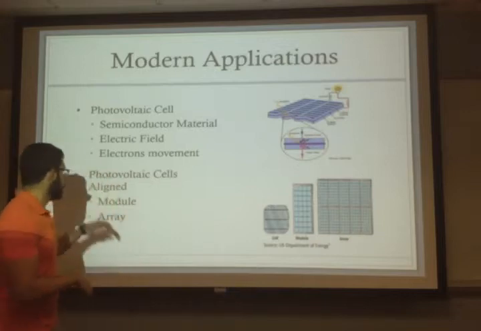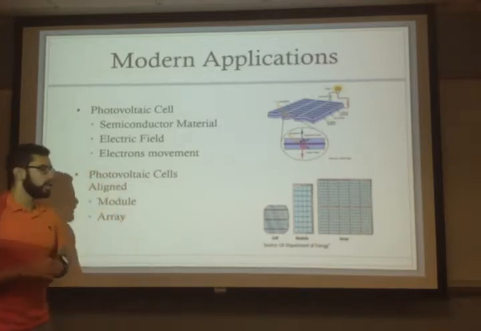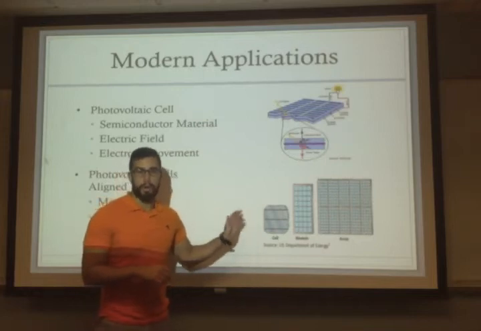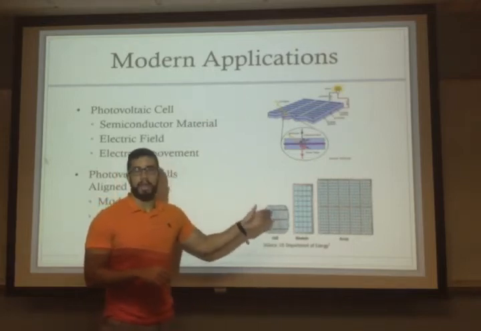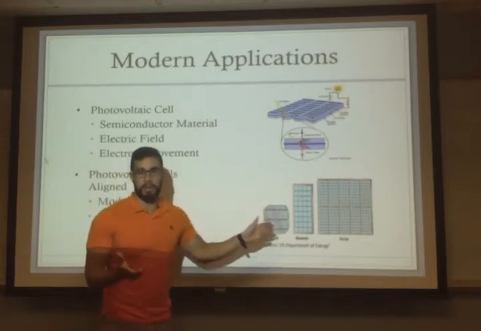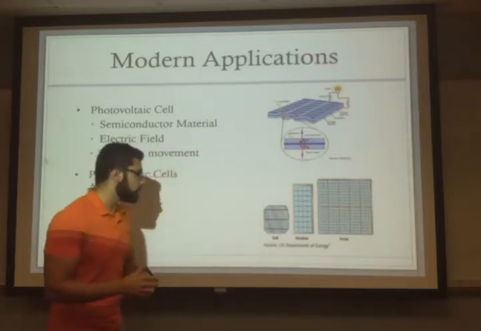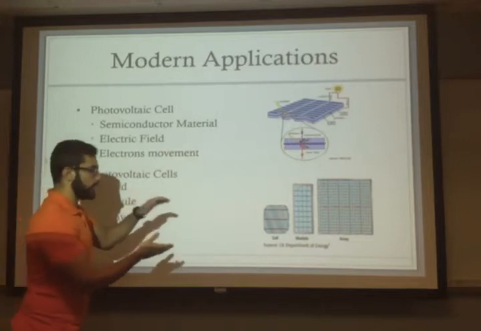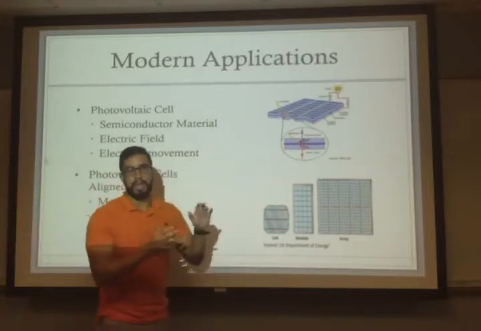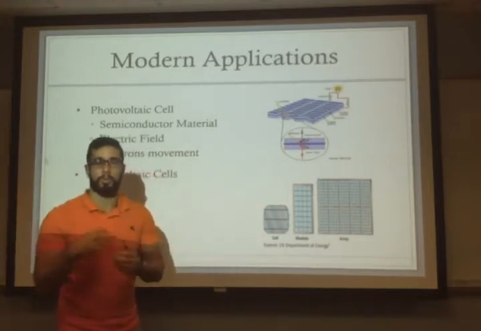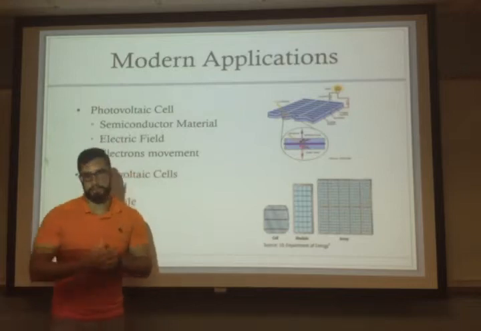The photovoltaic cells can be aligned to create a module, and then the modules can be put together to create an array. An example of the arrays used in modern application is the ISS, like Kobe was talking about earlier. And basically what this does, when you arrange all these cells and modules together, is that it creates higher power. It generates more power.